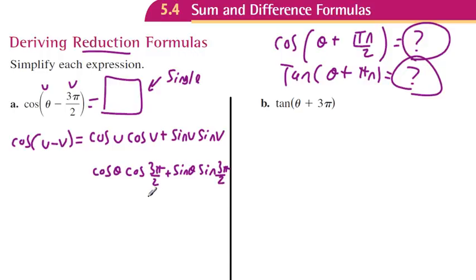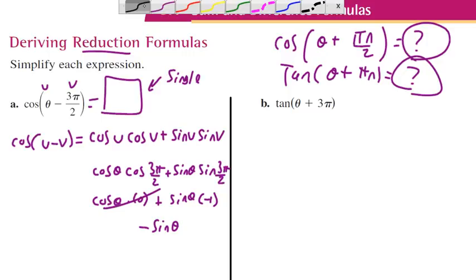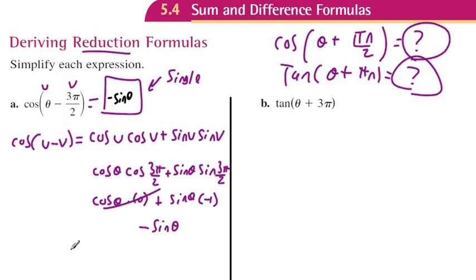So let's see what we get here. Cosine of theta is just cosine theta. But the cosine of 3 pi over 2, that's the point 0, negative 1, so that's just going to be 0. Plus the sine of theta is just sine of theta. And the sine of 3 pi over 2, again, that's the point 0, negative 1, so that'll be negative 1. So those guys cancel out, and sine of theta times negative 1 is going to be negative sine of theta. So that's what our single term is going to be. The cosine of theta minus 3 pi over 2 is going to be negative sine of theta. That is awesomely rad.